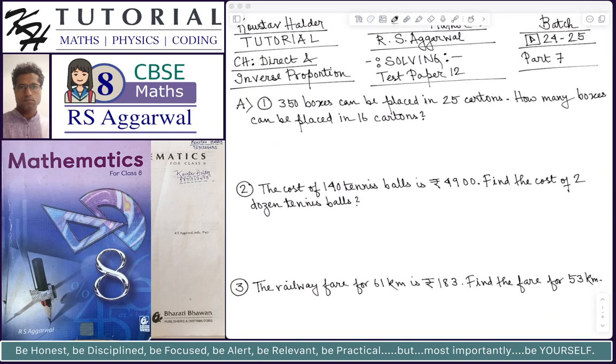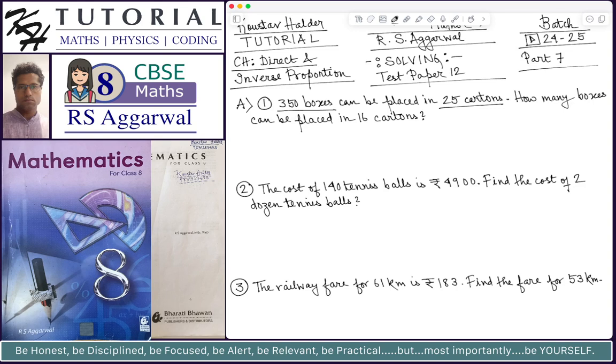The first problem says that 350 boxes can be placed in 25 cartons. How many boxes can be placed in 16 cartons? So this is a straightforward question. The quantities involved are the number of boxes, 350 boxes, and the number of cartons. The thing to understand is that each carton has a specific size, so a fixed number of boxes can be placed in each carton.